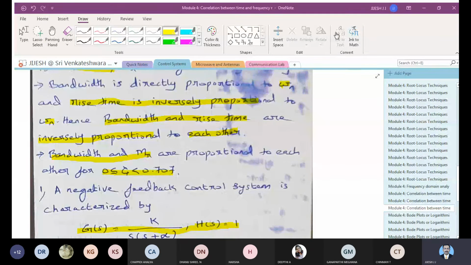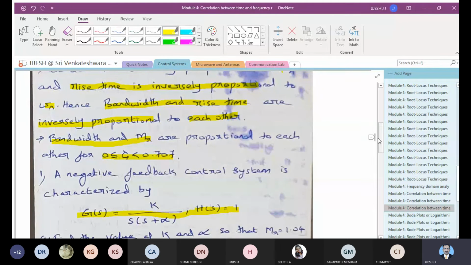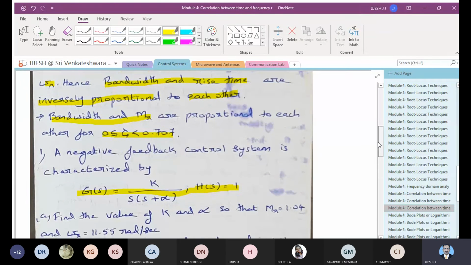Have you completed that question? So we will look into the solution for that. What you have to do is find the value of K and alpha, so that MR is given as 1.04, and omega R is also given as 11.55 radians per second. So you need to find the value of K and alpha for this negative feedback control system.